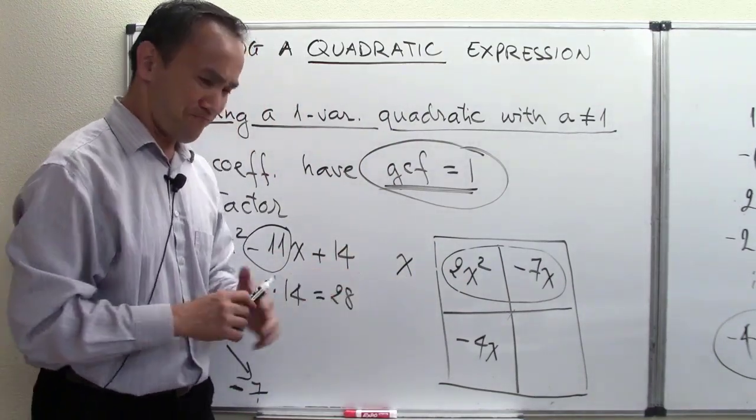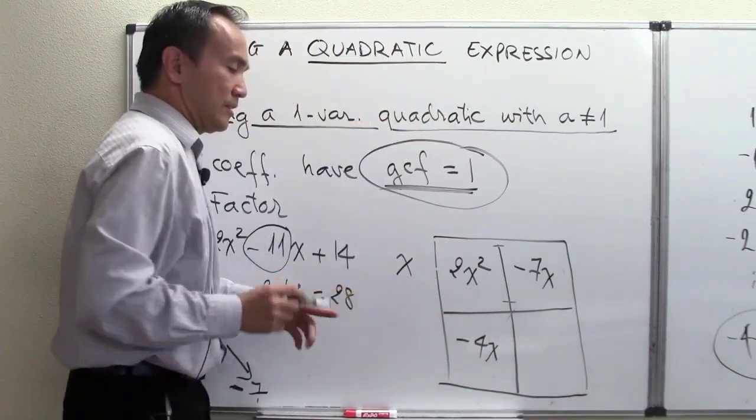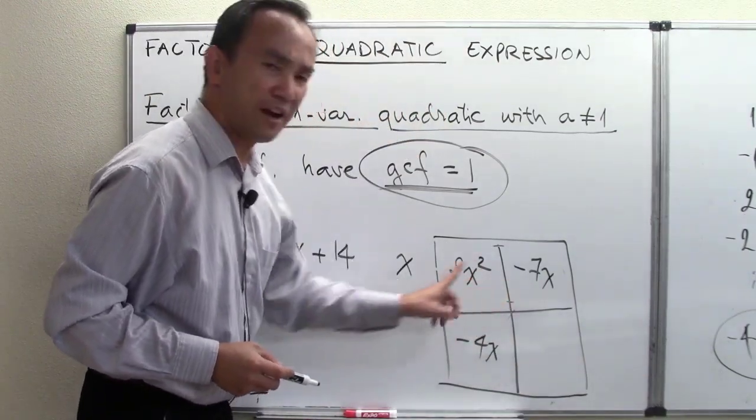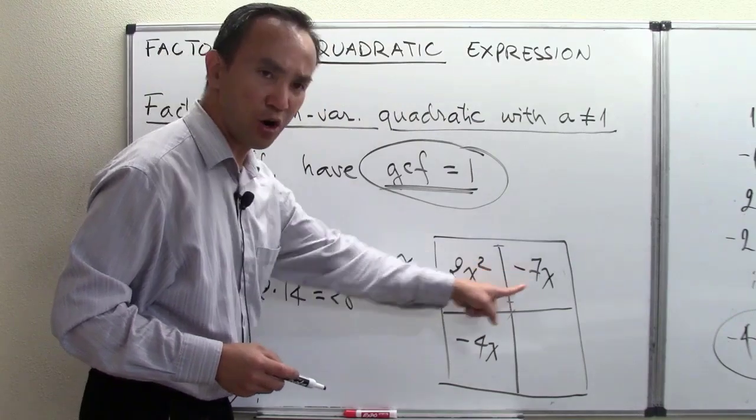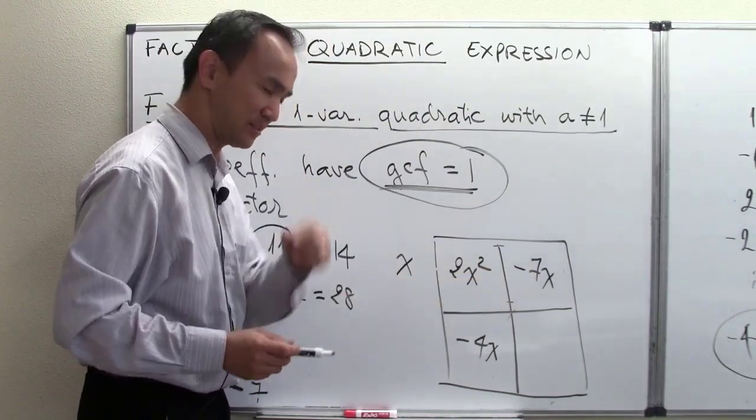Okay, so now that you have put the GCF of the row, here's the thing.